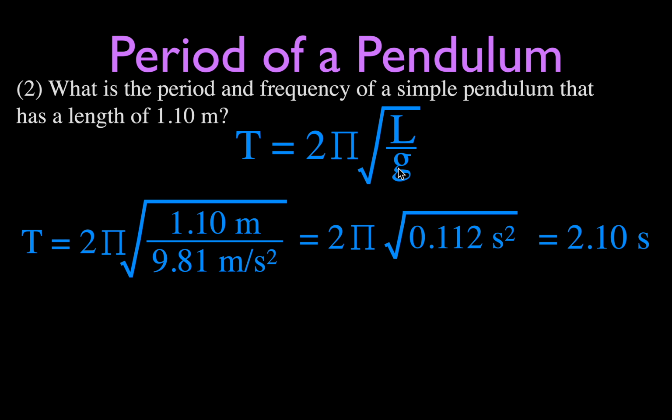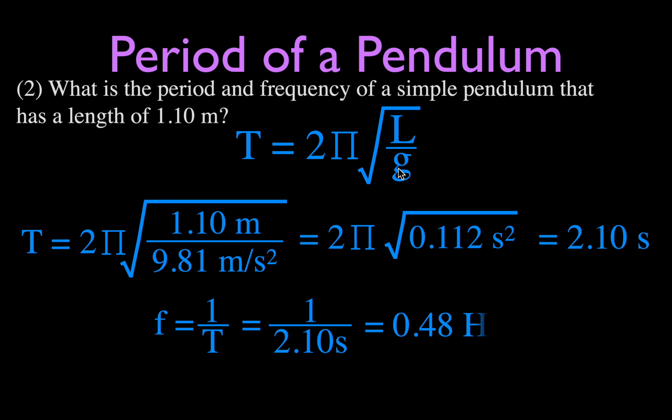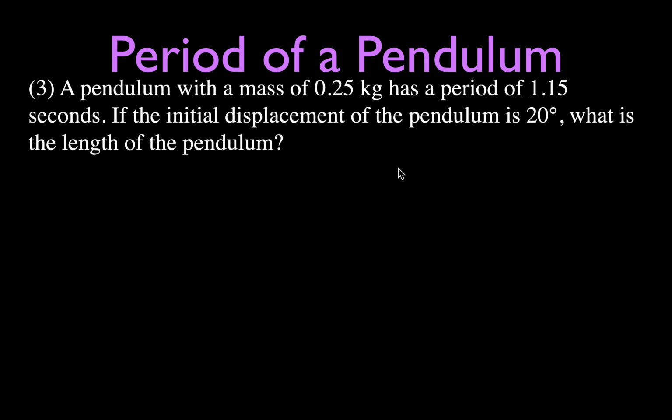Now we're also asked for the frequency, and again, we can use the relationship that the frequency and the period are inversely proportional. That means the frequency is 1 over the period simply. That's just 1 divided by 2.10 seconds, and you get that the frequency in this case is 0.48 hertz. That's half a cycle per second. Okay, that's number 2.